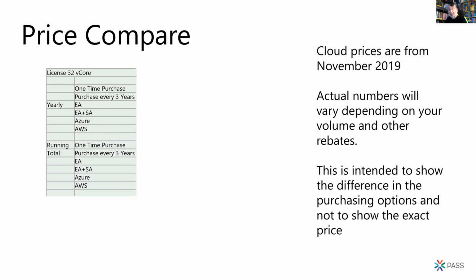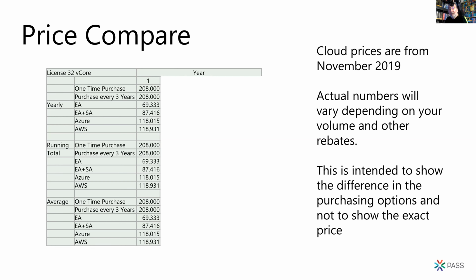We will look at the running total of the one time of all these options, and we will look at the average over time, how much this is the cost. So let's have a look. In the first year, if we do a one-time purchase, it would be $208,000. If we purchase it every 3 years instead of one time, it's still the same. We have to buy it. With an enterprise agreement, we would basically pay 1/3 of that. And with an enterprise agreement plus software assurance, we will pay 1/3 of it plus 25% on top of it for the software assurance. If we rent it in Azure, it's 118. If we rent it in AWS, it's 118 and $900.